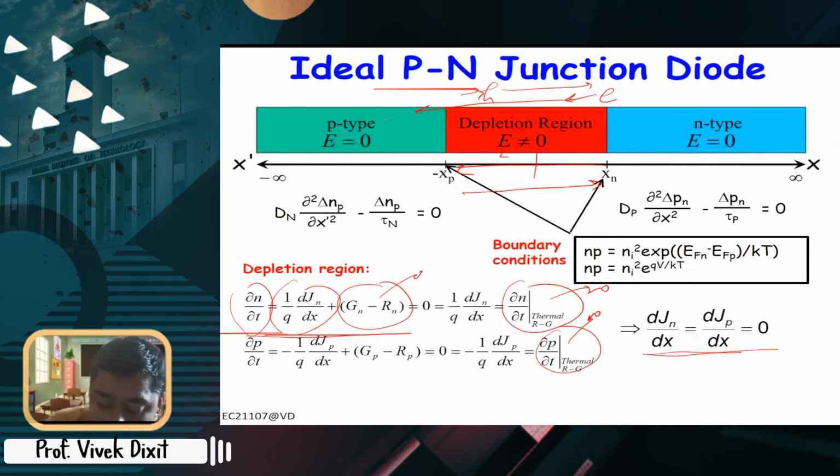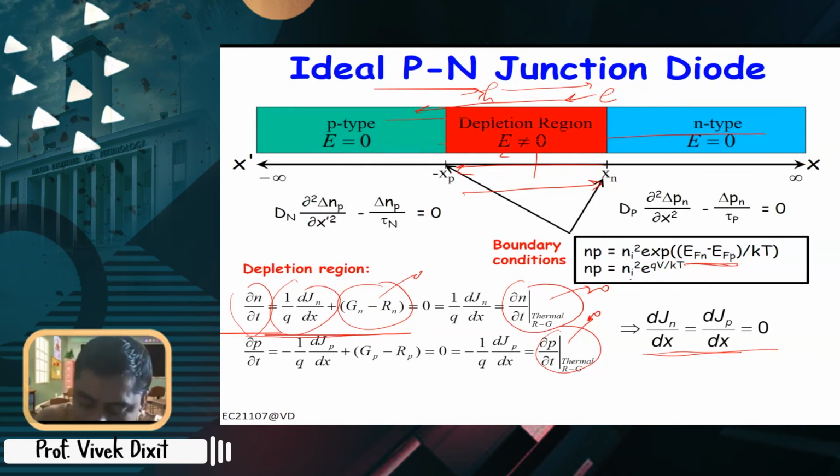That means these Fermi levels are not changing; they are constant throughout the depletion region. Only the band edges are changing, and with that the carrier concentration is changing. So if you write the np product, especially at the boundaries, np will be ni square exponential of (EFn minus EFp) by kT. In reverse bias, this exponent will be a large negative, so this will almost be 0. In forward bias, this will be large, so it will be ni square exponential of V applied by kT, because the difference is qV, so qV applied by kT.